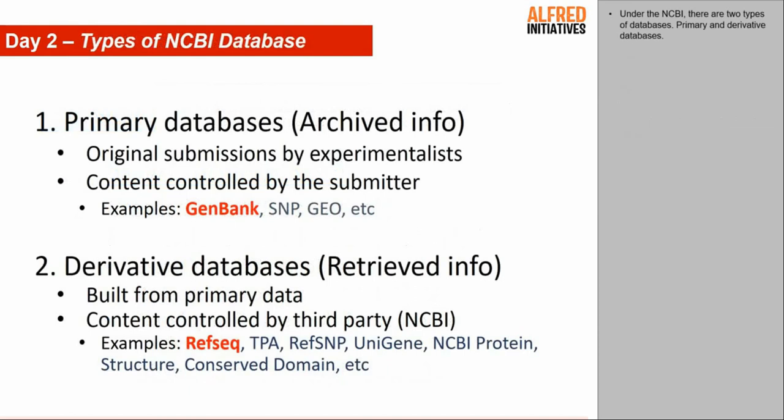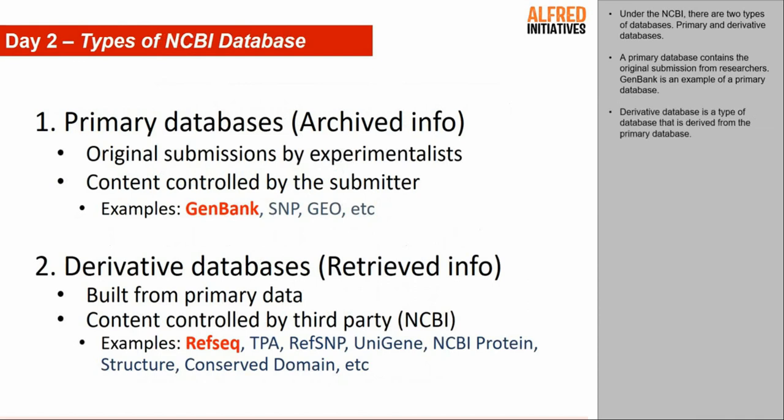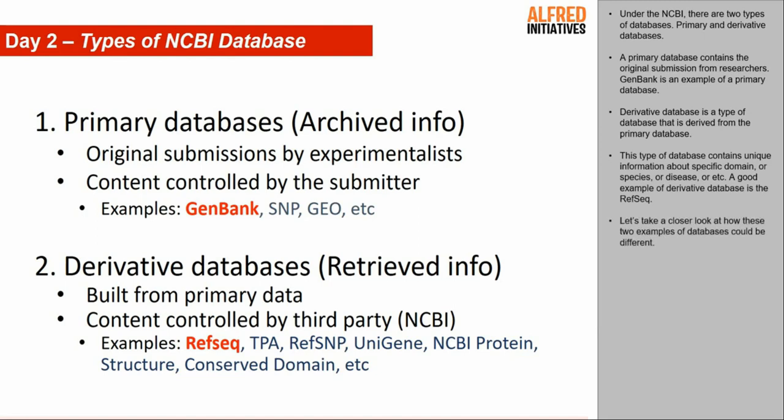Under the NCBI, there are two types of databases, primary and derivative databases. A primary database contains the original submissions from researchers. GenBank is an example of a primary database. A derivative database is a type of database that is derived from the primary database. This type of database contains unique information about a specific domain, species, disease, etc. A good example of a derivative database is the reference sequence database.